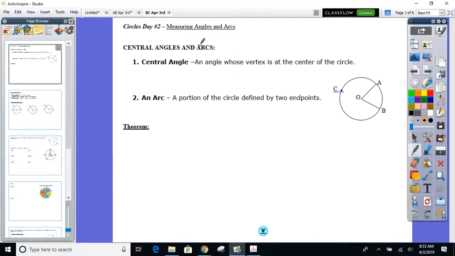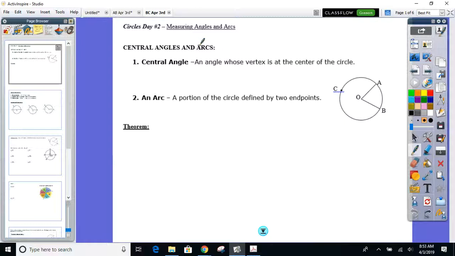All right, here we go. New vocabulary right off the bat. Might want to just have this on hand in case some of us want to take a nap, just in case. Okay, first off, first vocabulary term, a central angle.